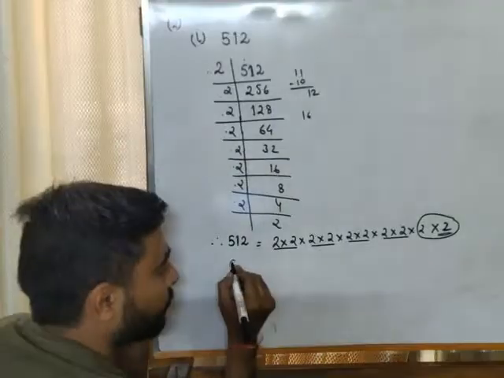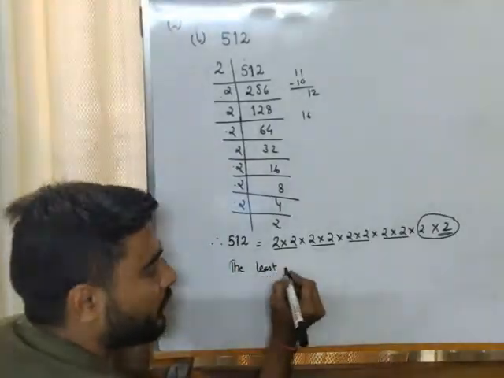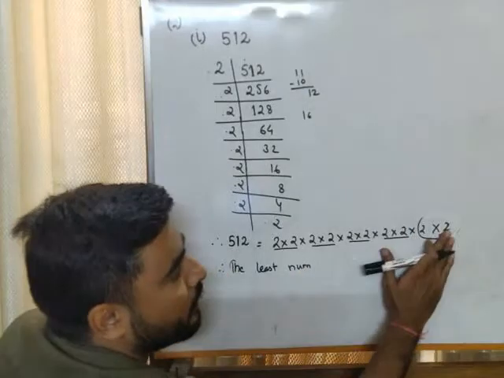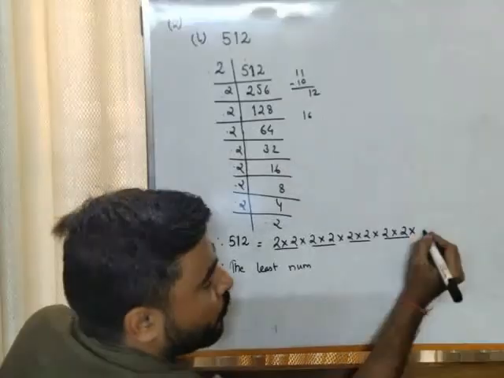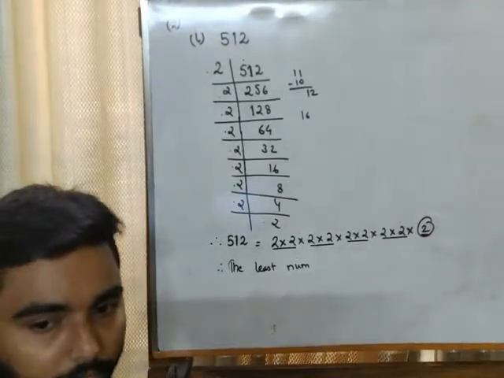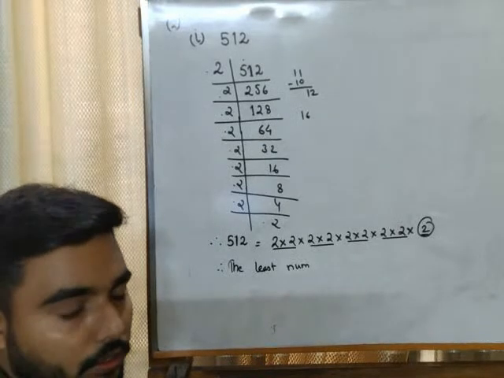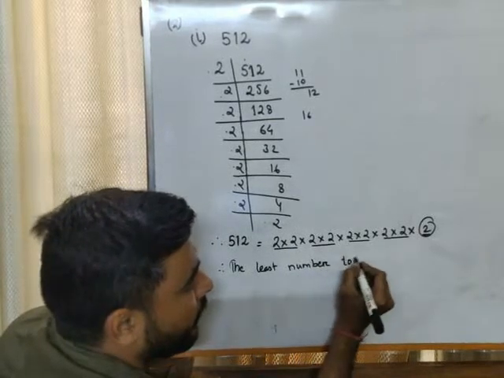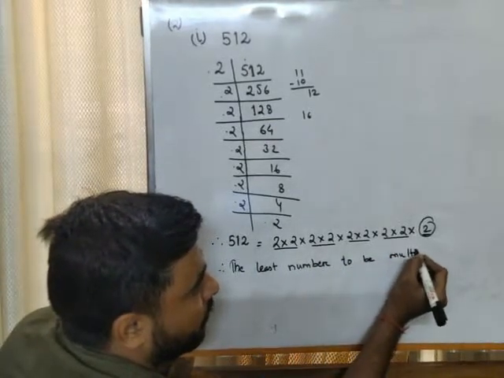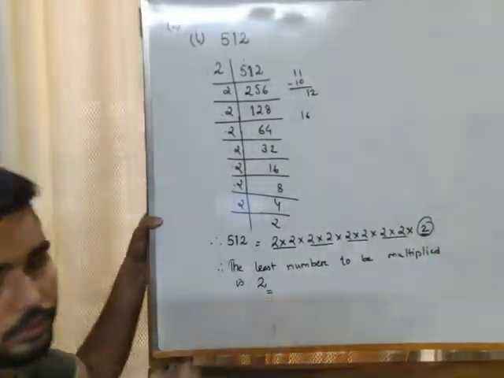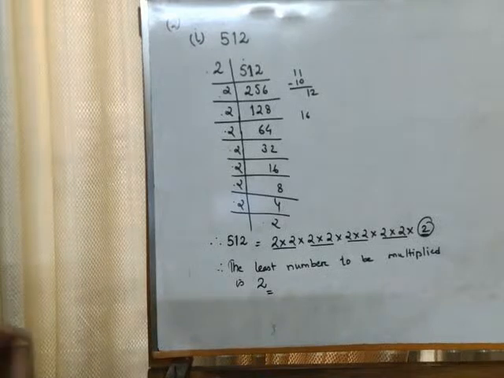Okay, so the least number, you don't have to write like this. You can see there this 2 is left alone. So if we multiply that 2, it will be a perfect square number. So the least number to be multiplied is 2. Clear everyone? Let's see number 2.